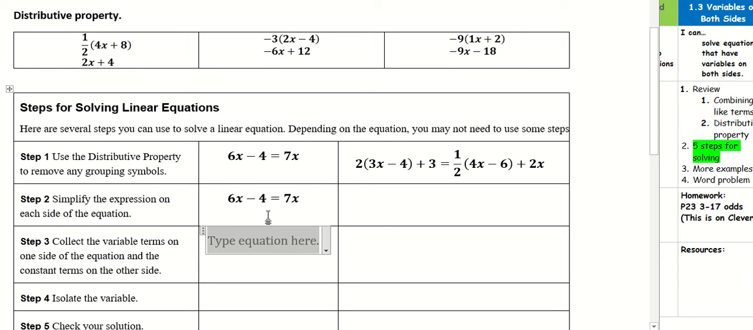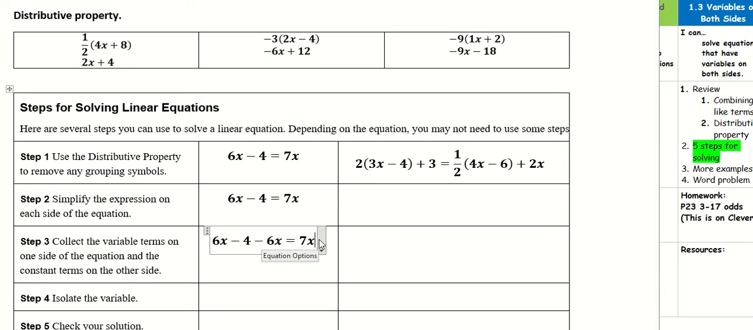So now I'm going to rewrite this one again. 6x minus 4 equals 7x. Now it says collect the variable terms, the ones with x's, on one side of the equation and the constant terms on the other side. Constant terms are the ones without x's, like -4. So I need to take either my 6x and move it over here, or my 7x and move it over there. I am going to take my 6x's away and move them to the other side, and I'm going to do that by subtracting 6x from both sides.